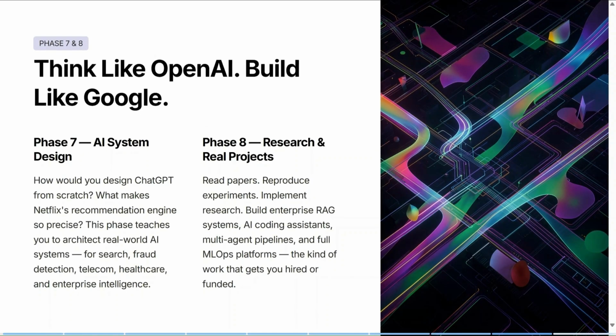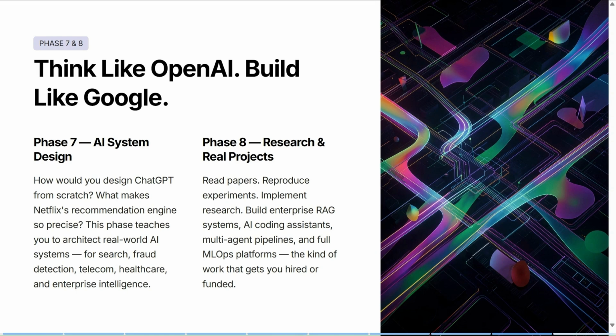Going to the next phase, in phase 7, we'll be having AI system design. How would you design ChatGPT from scratch if you were asked to? What makes Netflix's recommendation engine so precise? This phase teaches you to architect real-world AI systems for search, fraud detection, telecom, healthcare, and enterprise intelligence.